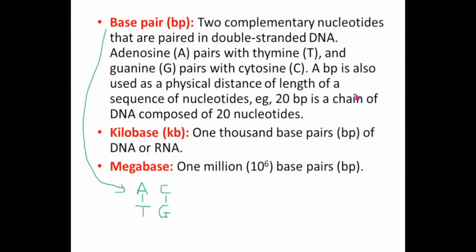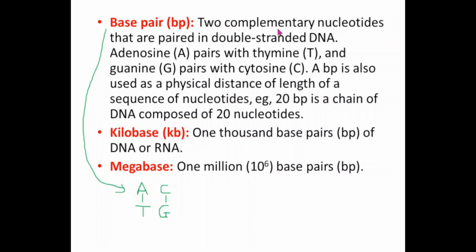Base pair, abbreviated as BP. You will find BP for base pair in genetics books. Two complementary nucleotides that are paired in double-stranded DNA.